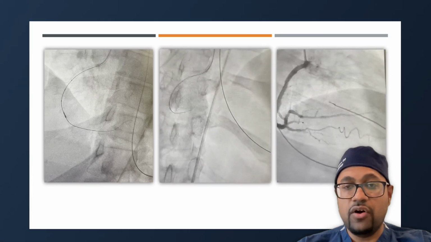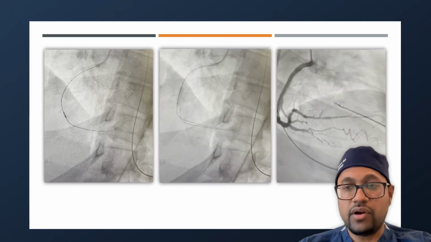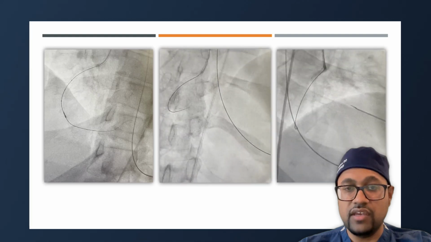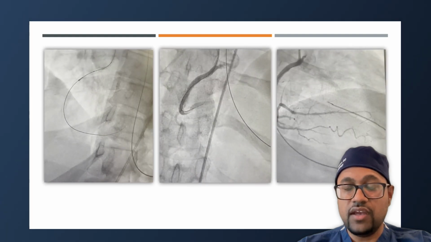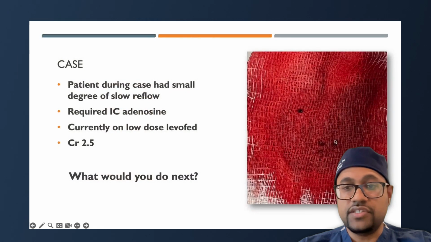We look at TIMI flow, which is a fancy term for how brisk the contrast gets to the distal part of the vessel, and it's flowing very nicely. So I felt good leaving the rest of the disease here for medical treatment. So this is what we aspirated out of that artery, which is a couple blood clots.